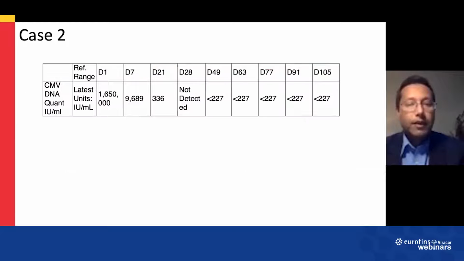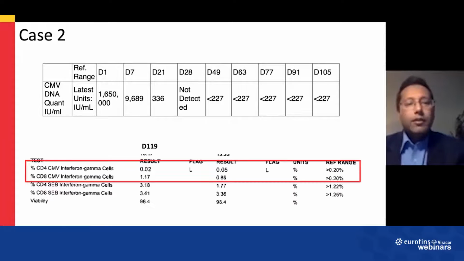And again, on this table, you can see the CMV PCR results in response to therapy. By day 49, she has an undetectable CMV PCR for several weeks and is at this point transitioned to her secondary prophylaxis. And she maintains an undetectable viral load over the course of the next couple months. So our CMV T cell immunity panel obtained on day 119 once again showed that our patient had a low CD4 CMV specific response and a very positive CD8 CMV specific response.